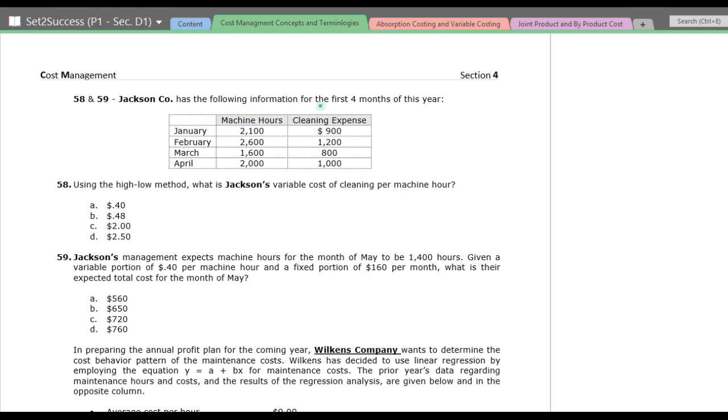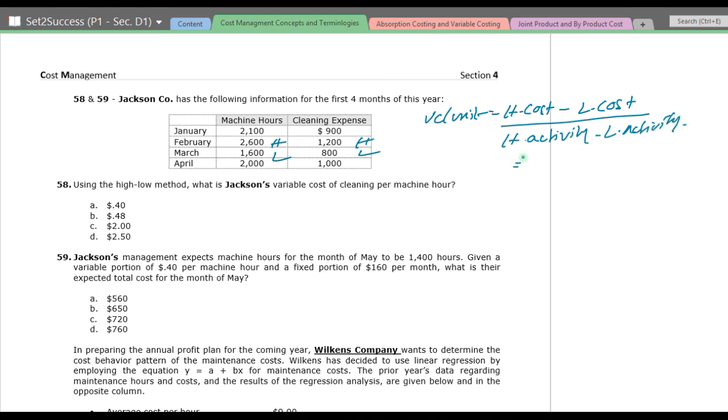Jackson Company has the following information for the first 4 months of the year. So let us see what they are asking for. Using the high-low method, what's Jackson's variable cost of cleaning per machine hour? So the highest activity is 2,600, lowest activity is 1,600, highest cost is 1,200, lowest cost is 800. Now variable cost per unit is equal to highest cost minus lowest cost by highest activity minus lowest activity.